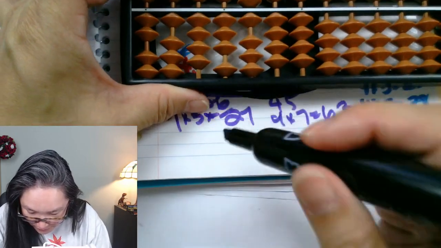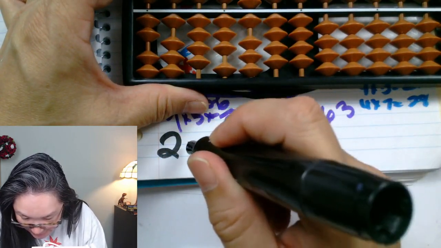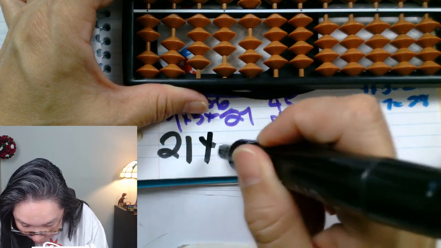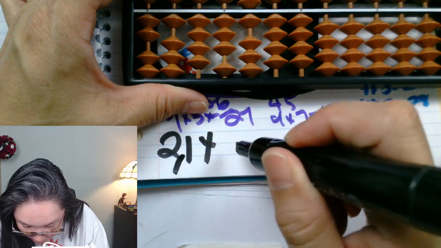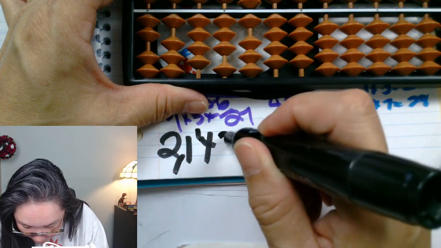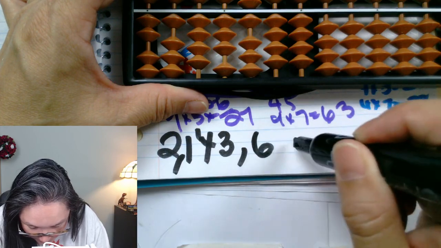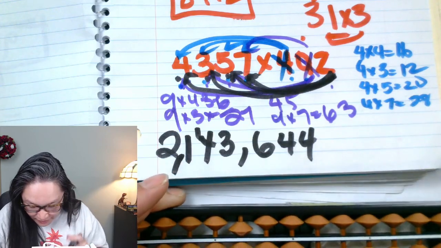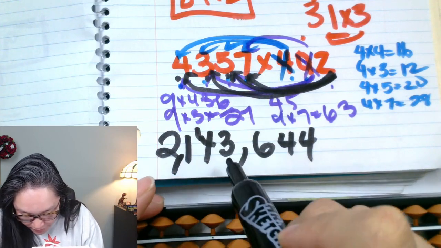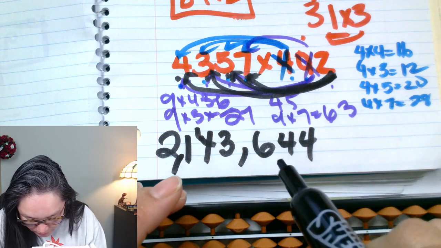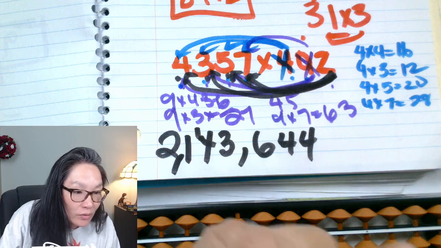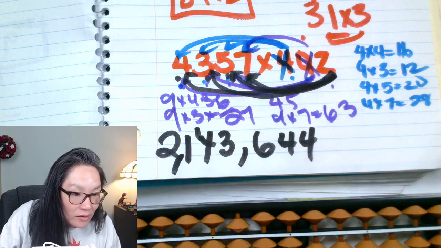My final answer is 2,143,644. That's a 4. 3, comma 6, 4, 4. So 1,143,644. I have no idea what the correct answer is, but yes, that's correct.